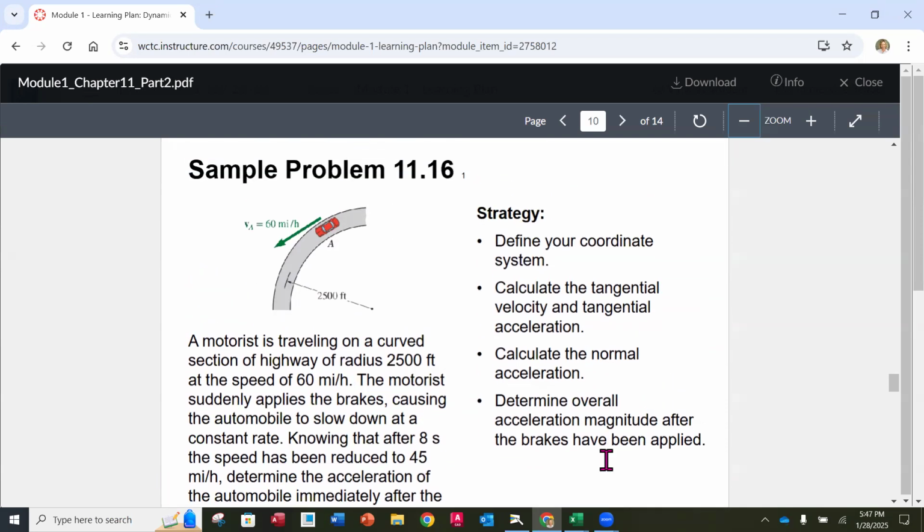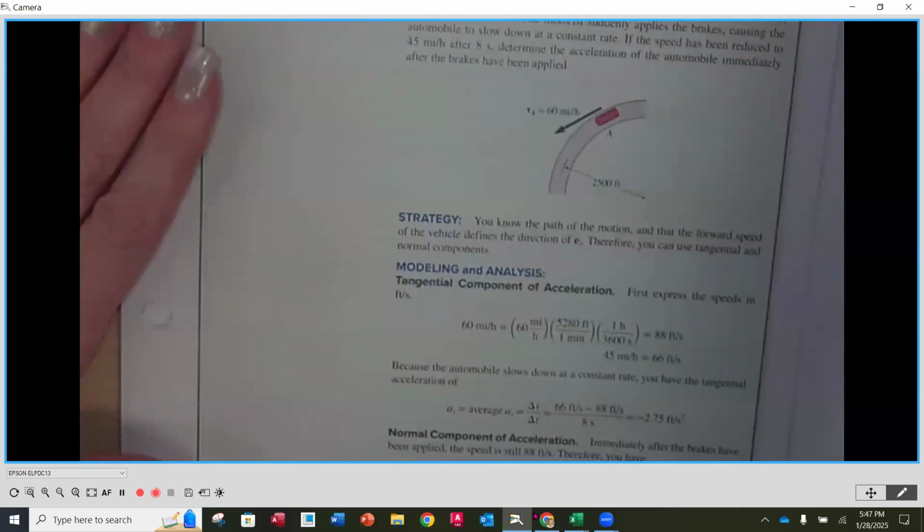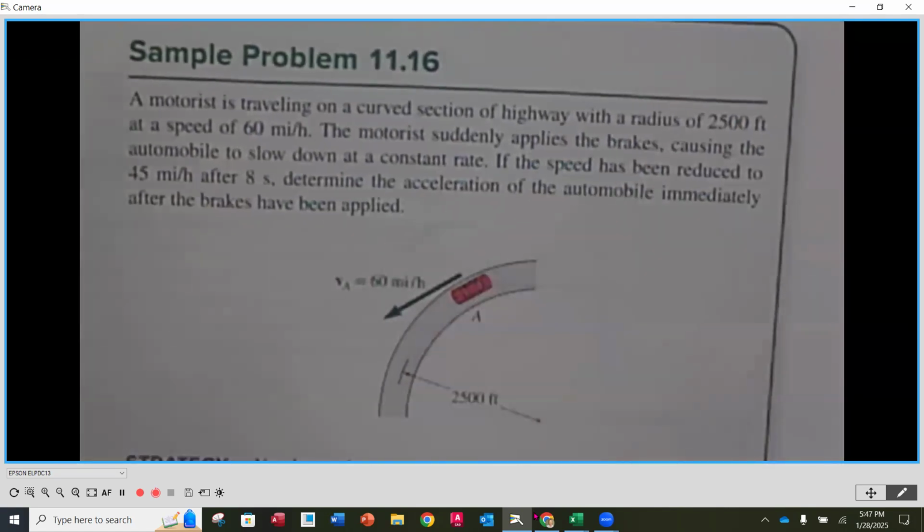So as we look here, what I like to do is look at the problem, and this is what we have here. Now, first and foremost, we have to get everything in the same units. You're going to notice that they're giving us the radius of the curve that the road is taking in feet, and then we've got our speeds in miles per hour. So step number one is going to be to convert those speeds into feet per second so that the units are consistent and we end up with the information that we need.